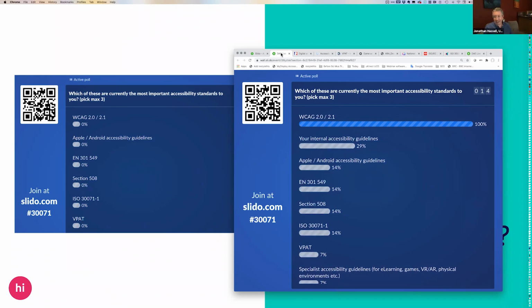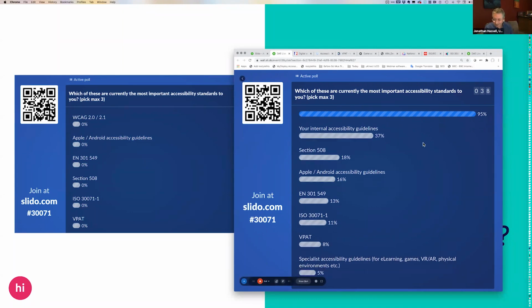Obviously, massively important for a lot of people seems to be WCAG, but we've got people interested in how to do your own internal accessibility guidelines. That's good because that was an idea that I thought it would be good to include. So I popped that into the deck yesterday. I obviously got that one right, yay. Section 508, some Apple stuff, some things on EN 301 549, slightly less on VPAT so far.